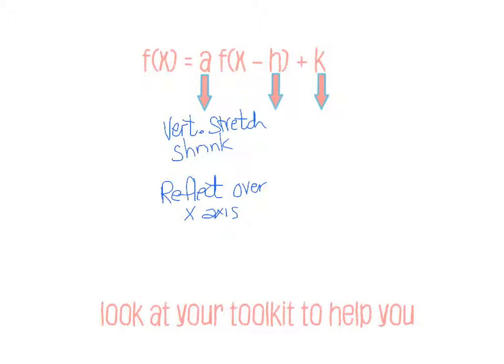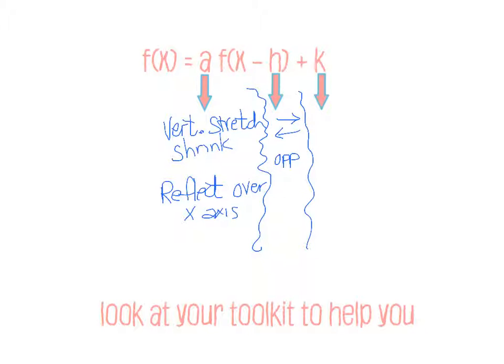The h value in this function, so that's whatever is inside of the parentheses, will always move your graph right or left. Because it's in grouping symbols, you'll always go the opposite direction. If you see a minus sign, it means go right. If you see a plus sign, it means go left. It's the opposite of what you would think.